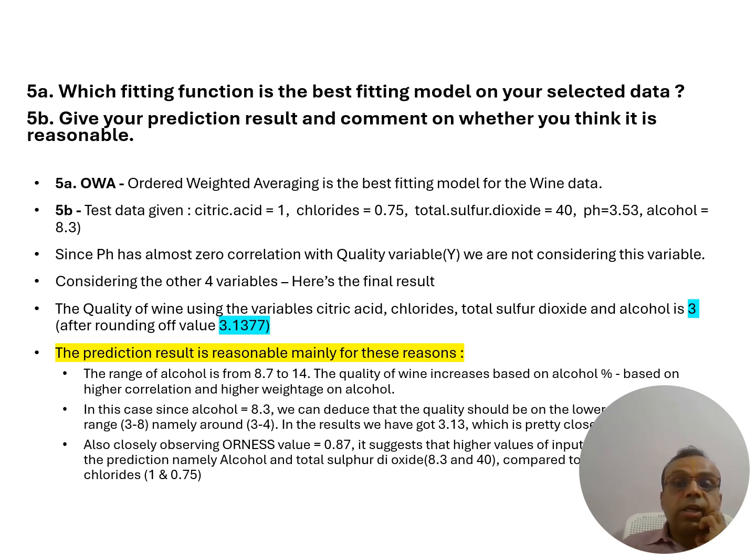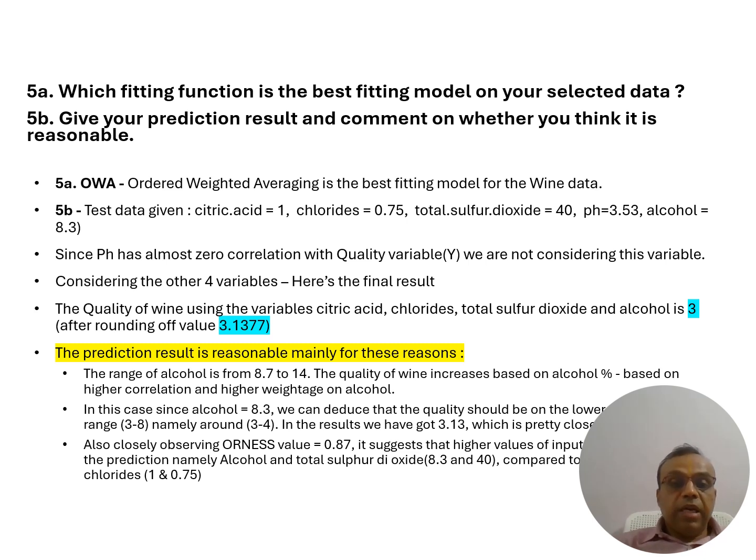that the alcohol percentage is 8.3, which is pretty low on that scale of 8.7 to 14. So it can be inferred that since the alcohol percentage is low, the quality also should be low. So 3 actually is on a lower scale of quality, when we observe that the range of the quality is from 3 to 8.